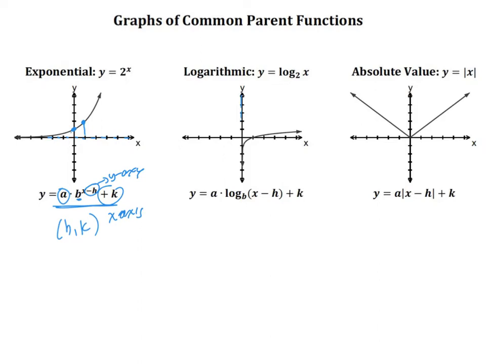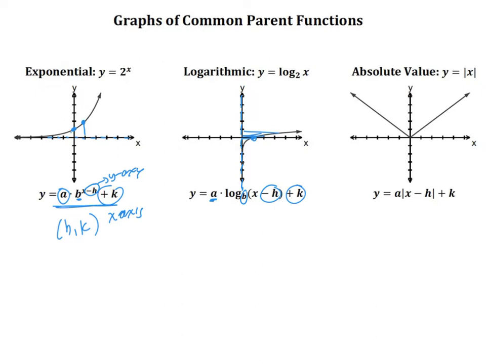Your logarithm has a vertical asymptote. We still have a base, which is associated with that distance away from your vertical asymptote. We have your stretch value, which is just this anchor point here, that initial value. Again, moving our x and y axes.